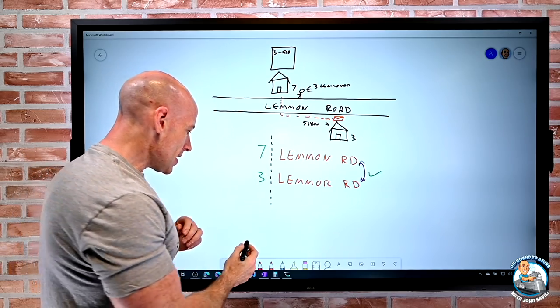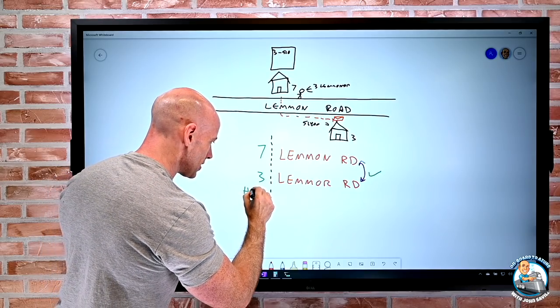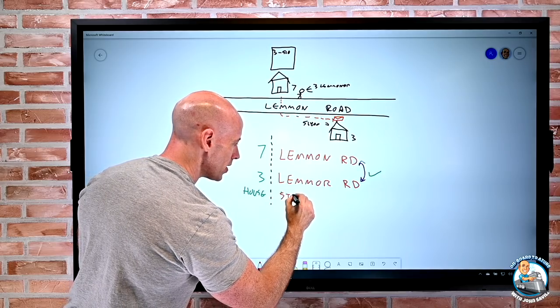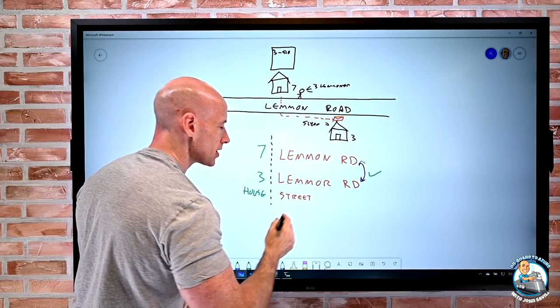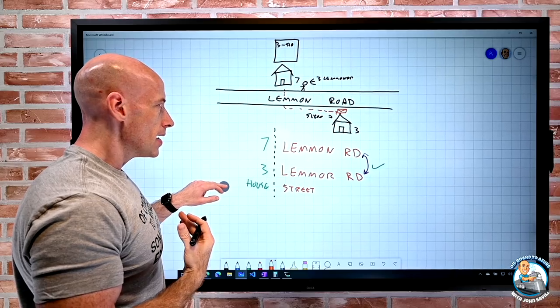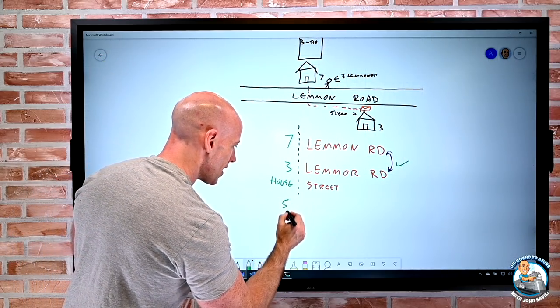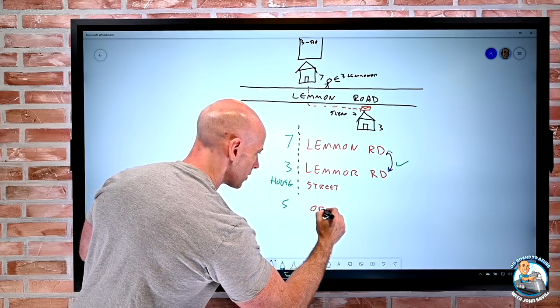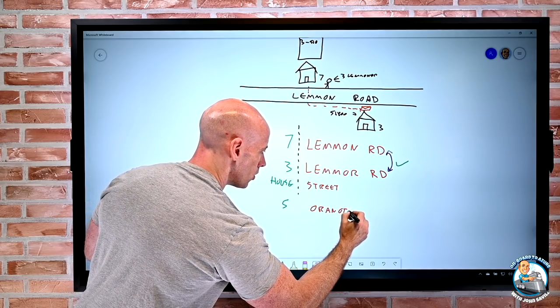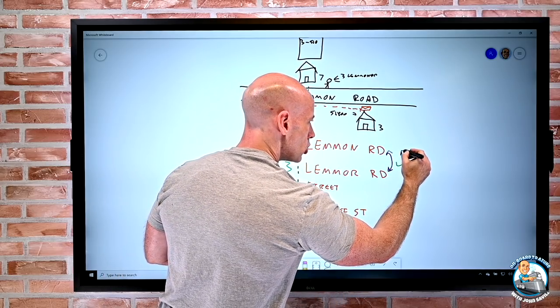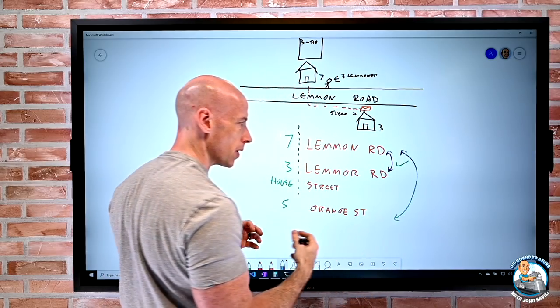So that's fairly easy. I can see which part is the house and which part is the street, and I'm only going to deliver it myself if I'm on the same street. Now, if I was going to send it to, let's say, 5 Orange Street, again, as a human, I can tell straight away which part is the street and which part is the house.